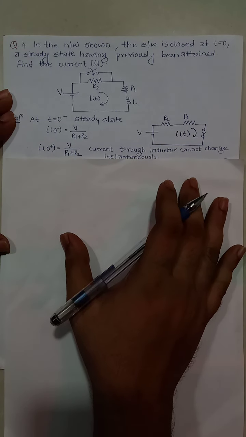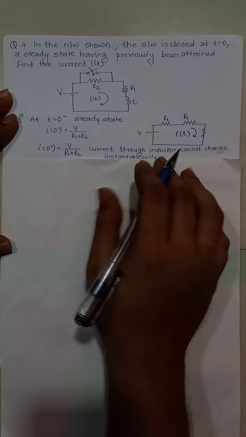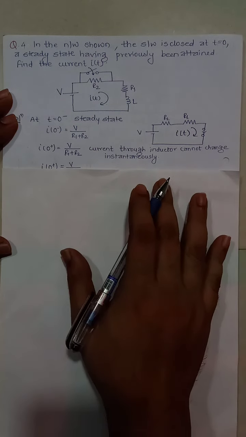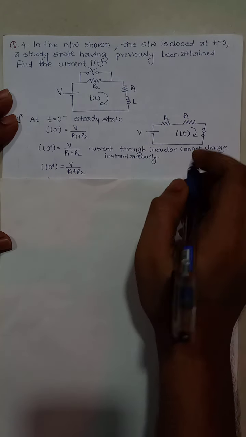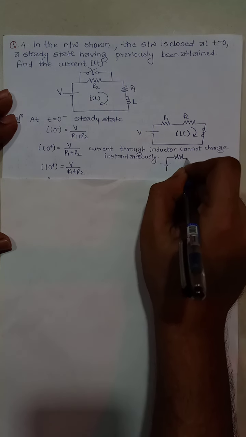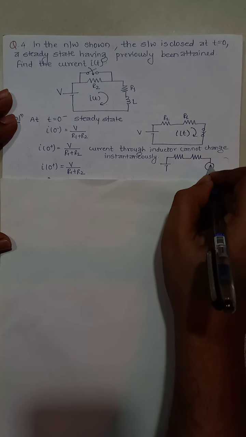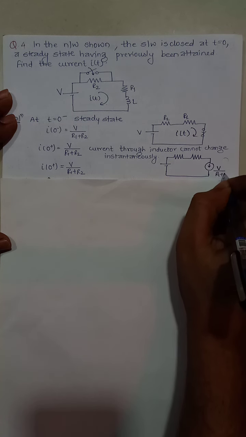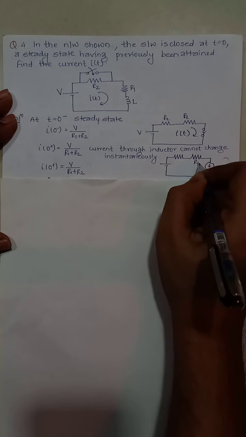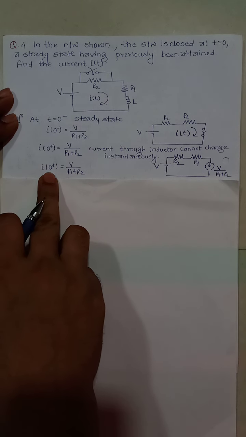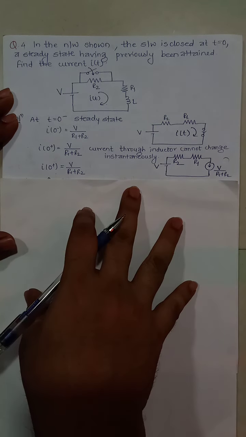Now for t equals 0 plus, the circuit will be the same, only instead of the inductor you can draw a current source. So you can redraw the circuit at t equals 0 plus, with the voltage source, the resistor, and here you have the current source. So the current flowing here has the value V upon R1 plus R2. This is R1, this is R2, and this is V. So i at 0 plus is again V by R1 plus R2.